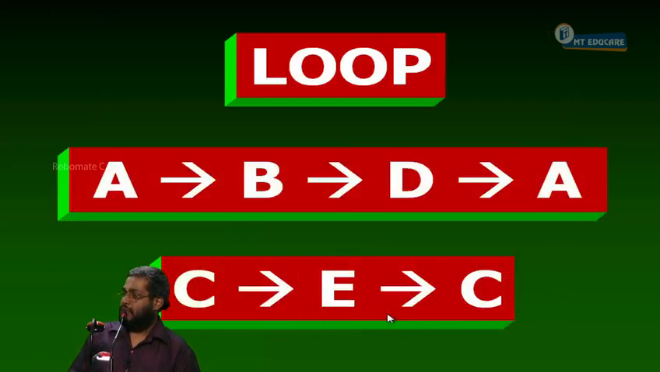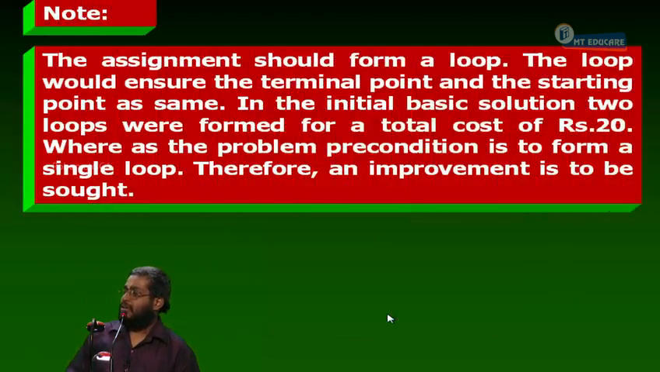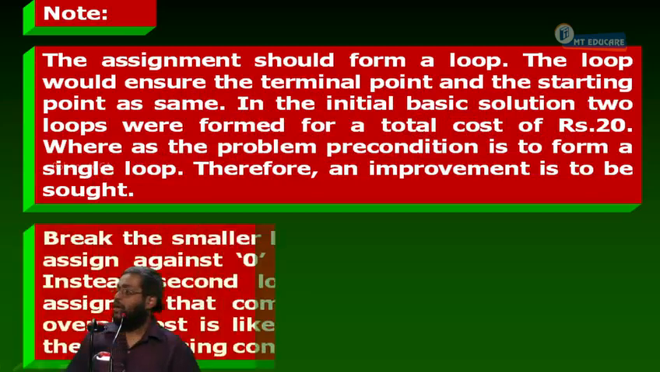Now see, this is an old solution, and I discussed this. The assignment should form a loop. Loop would ensure the terminal point and the starting point are the same. In the initial basic solution, two loops are formed for a total cost of 20, whereas the problem precondition is to form a single loop. Therefore, improvement is to be sought. Right or not? Now, what should you do?